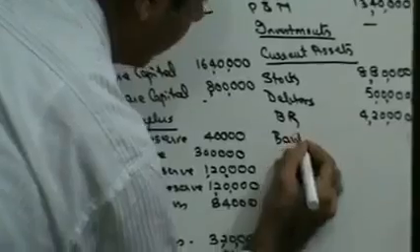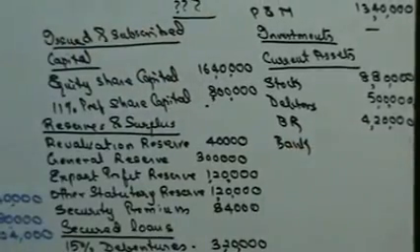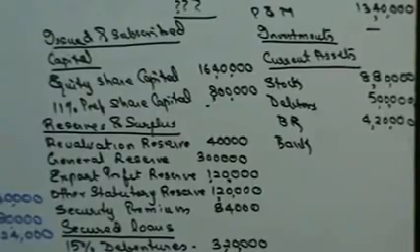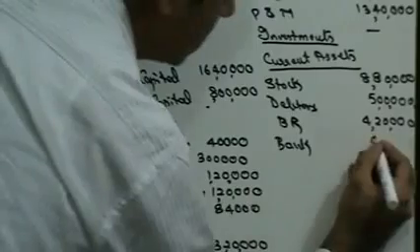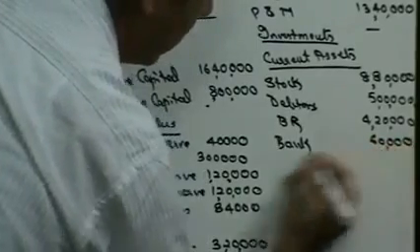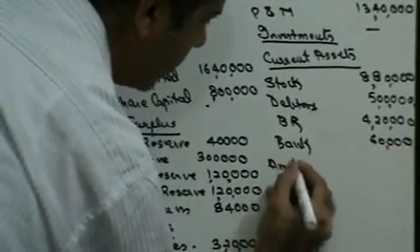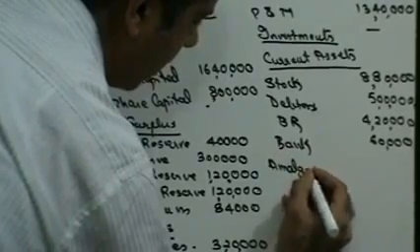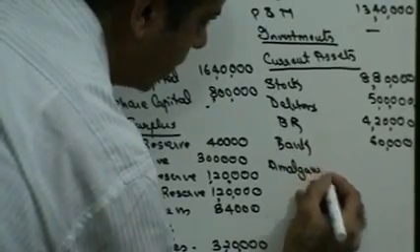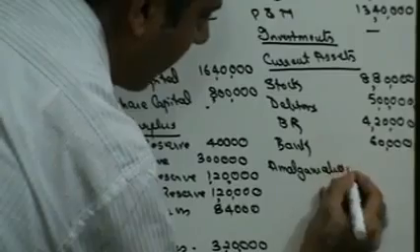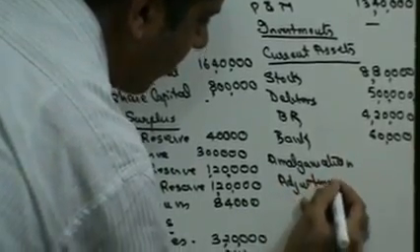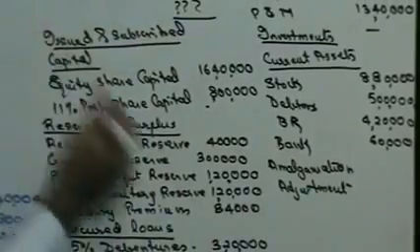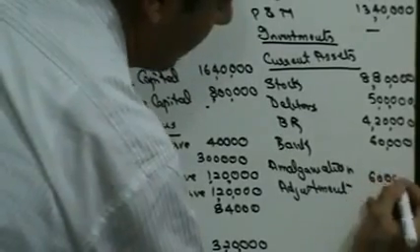Bank. Right? Bank you had 40, you took over another 20. Did you pay anything to anybody? No. 60,000. Then you have amalgamation adjustment. Amalgamation adjustment is 60,000 again.